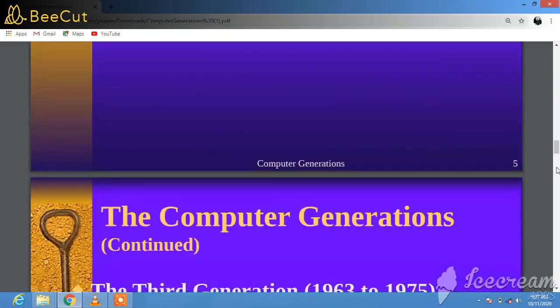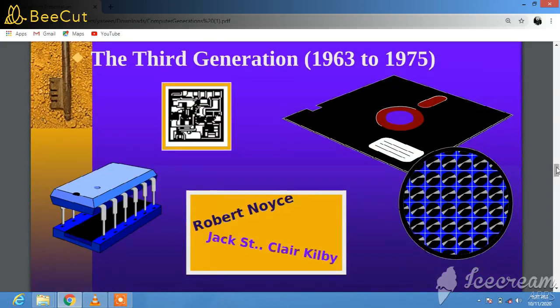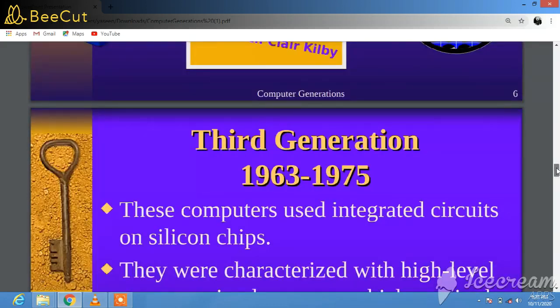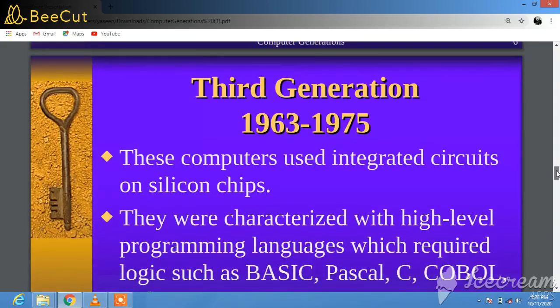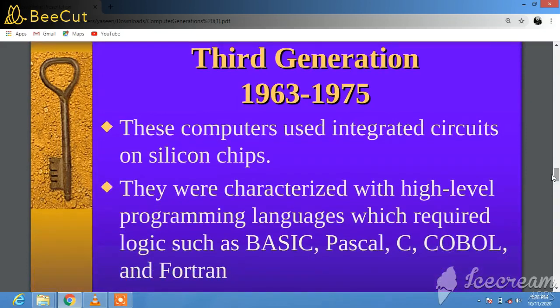Third generation starts from 1963 and ends in 1975. In this generation, the computer uses integrated circuits on silicon chips. Integrated circuits are circuits made of transistors, resistors and capacitors. The integrated circuit was invented by Noyce and Kilby. The IC technology is also called microelectronic technology.